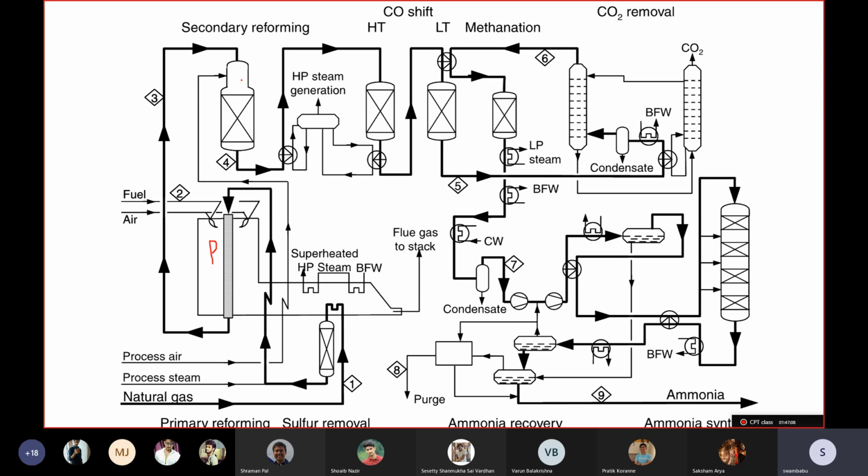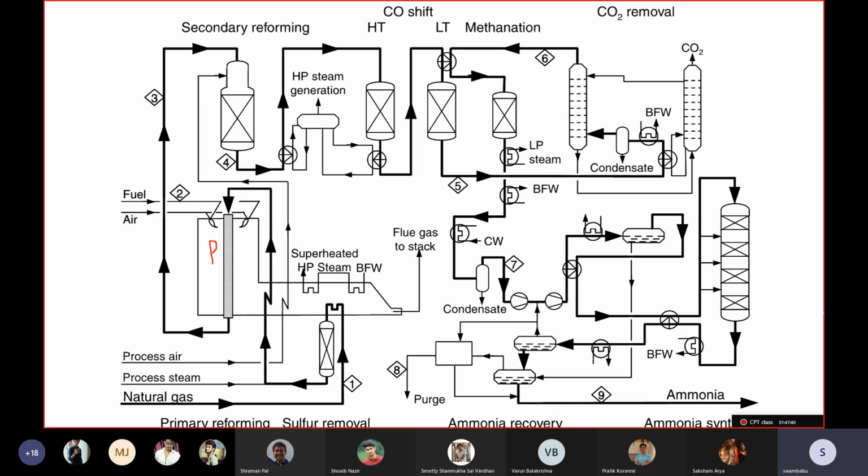Then we have the secondary reformer, where oxidation of carbon monoxide to CO2 and conversion of remaining methane to syngas is taking place. Then we have the absorption columns for the CO2 removal. And then we have the ammonia plant, the ammonia reactor and everything.